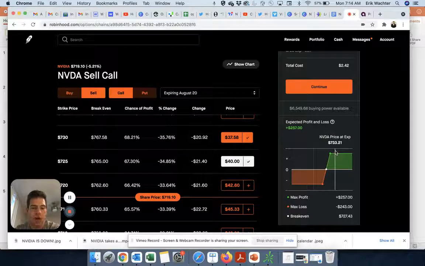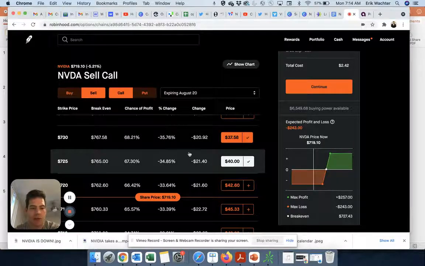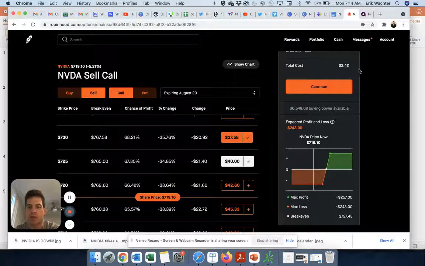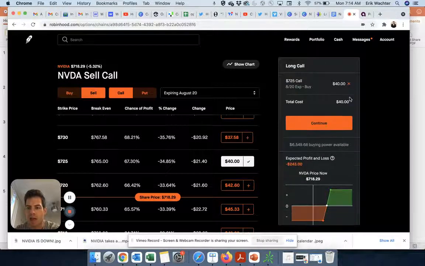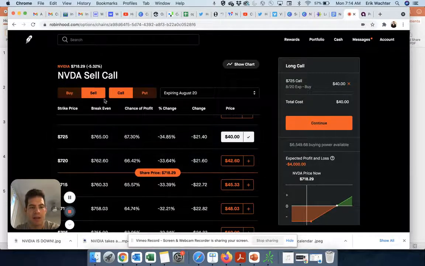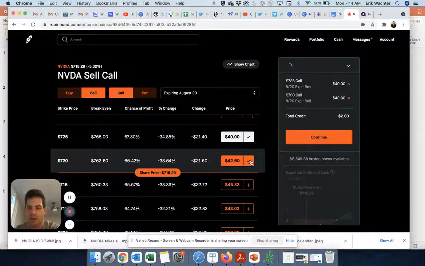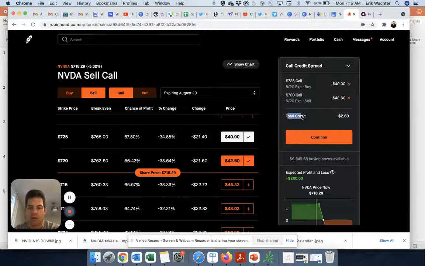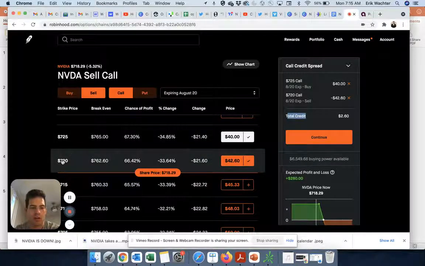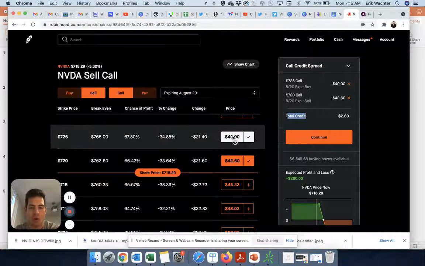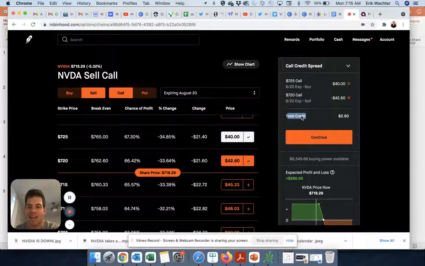So there you have it. 725 minus 730 gives you this $2.42 position. Let's try something. If we were to sell the call underneath the 725 call, what is that going to turn into? If we sell this one, total credit. So you see what happened here? We're selling the 720 call. This has more value, so we're more short than we are long. So this results in a credit.